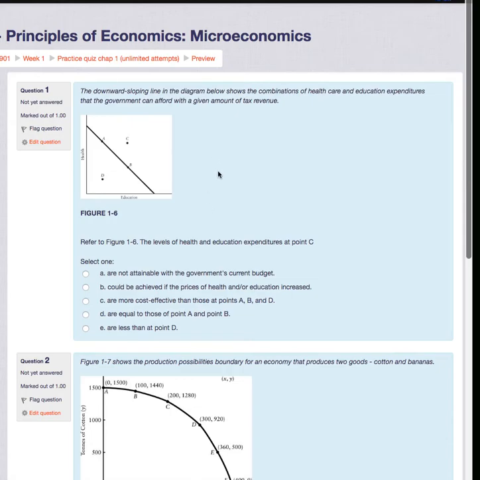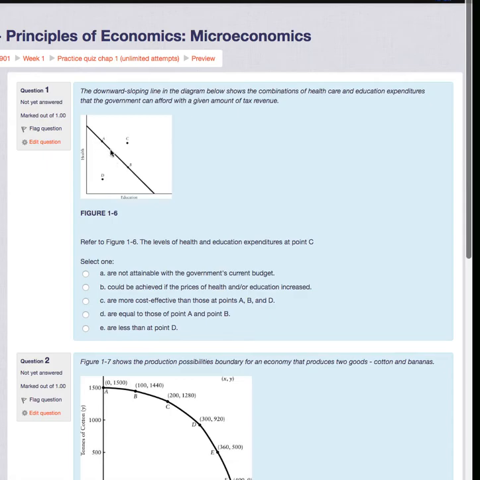So if you go back to the actual notes, you can see that this is a production possibilities frontier with education and health. We looked at 2 different goods. Essentially, without even looking at the answers here, I know that any point along the production possibilities frontier is efficient because I cannot produce more health products without giving up education.